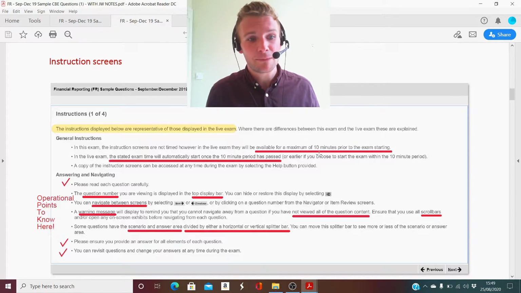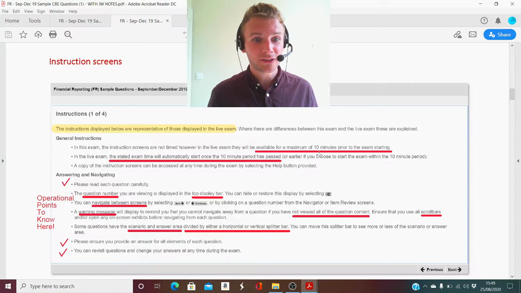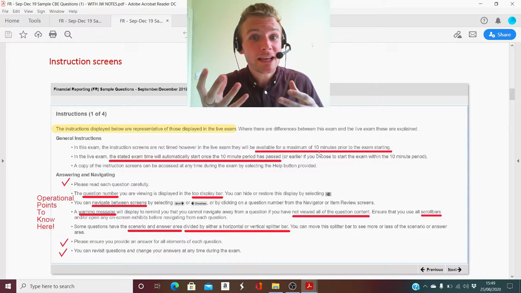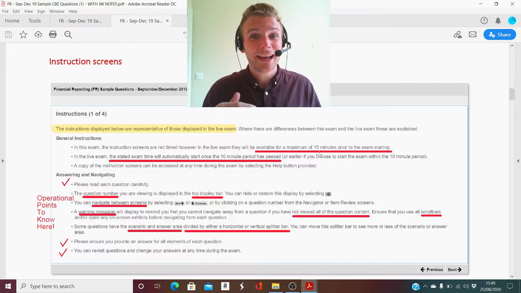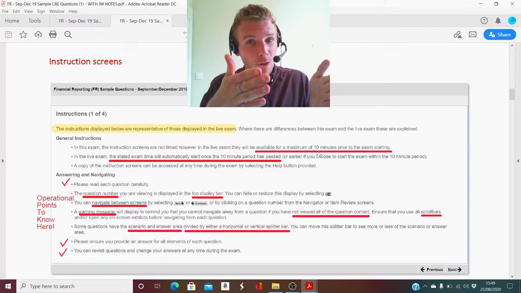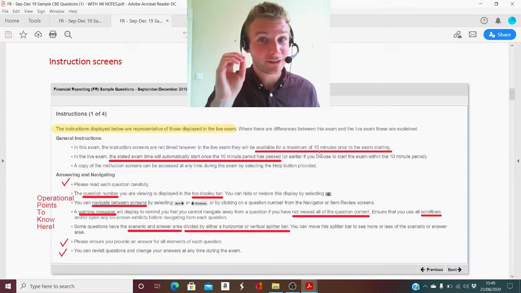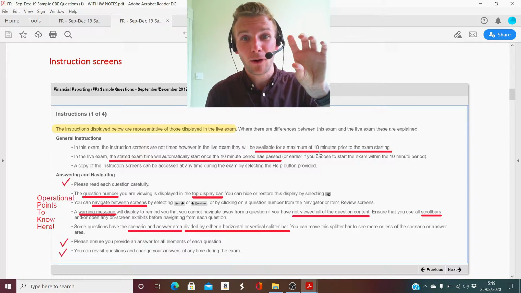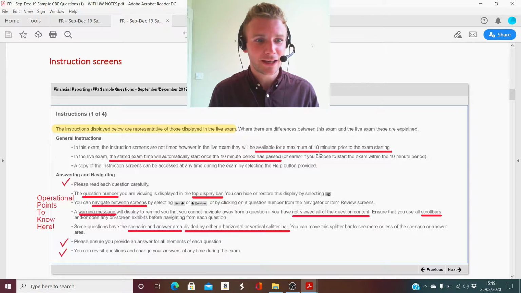So, as ever, please read the question carefully, maintaining that focus. The top display bar as well will show the question number, so make sure that you know how it is operating and you don't answer the wrong question in the wrong tab. That is what they're getting at there. You don't want to answer question 4 in the question number 1 box. That's what it's referring to there.